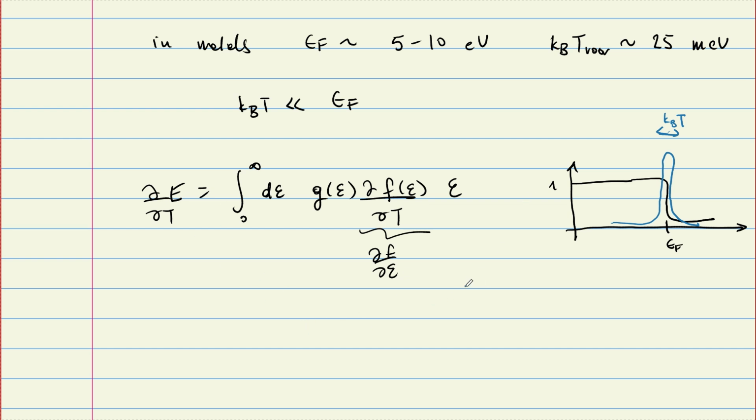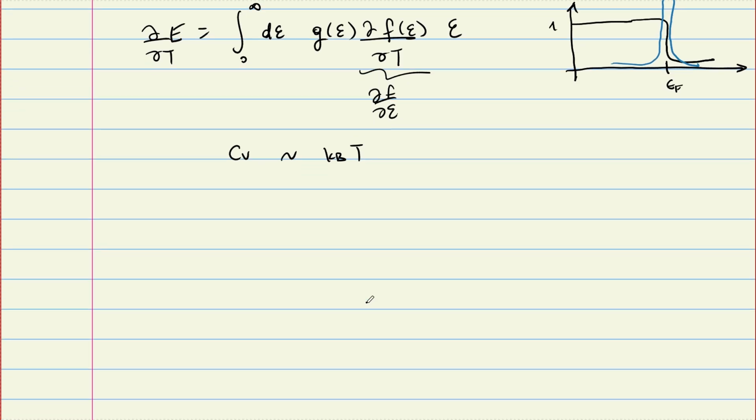And from here, this CV is proportional to kBT. And this is the electron contribution to specific heat. But of course, for this to take place, you need to have electrons, and this is valid for metals.